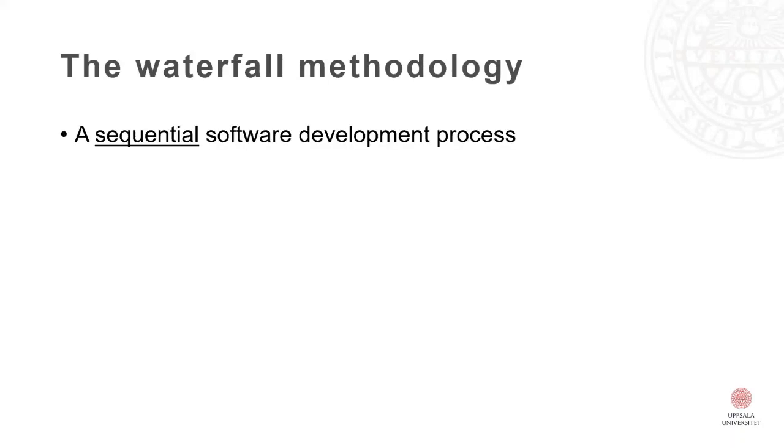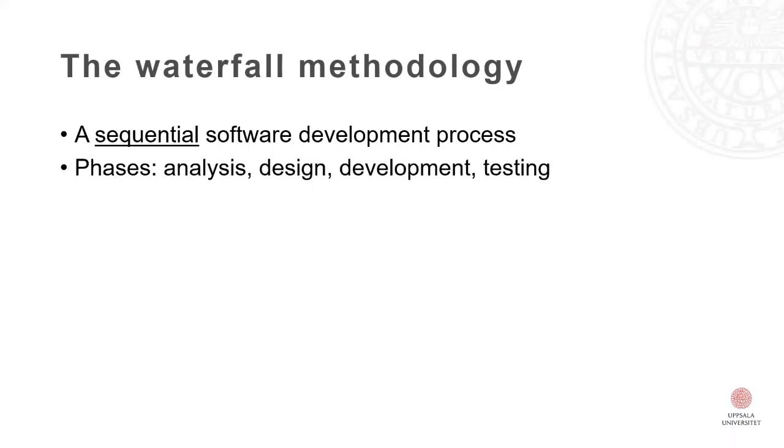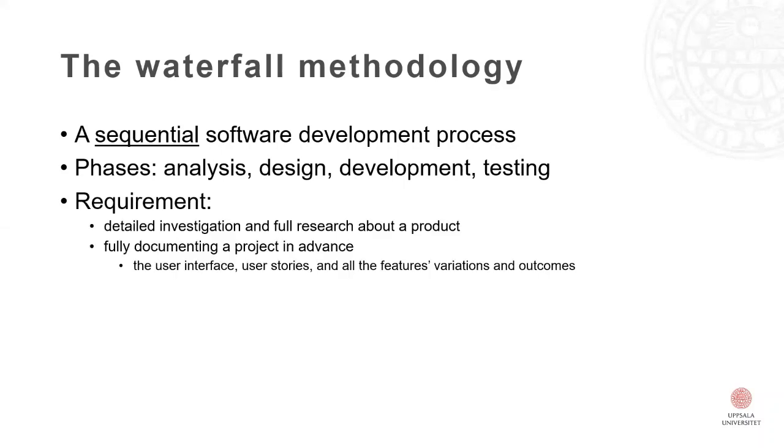In the waterfall methodology, you have a sequential process, meaning that you have some phases and you finish one phase, and then once you have finished it, you go to the next one, and then you finish it, go to the next one, and so on and so forth. There is no cycle in this methodology. The requirement for using this methodology is that you do a detailed investigation and full research about the product that you want to implement.